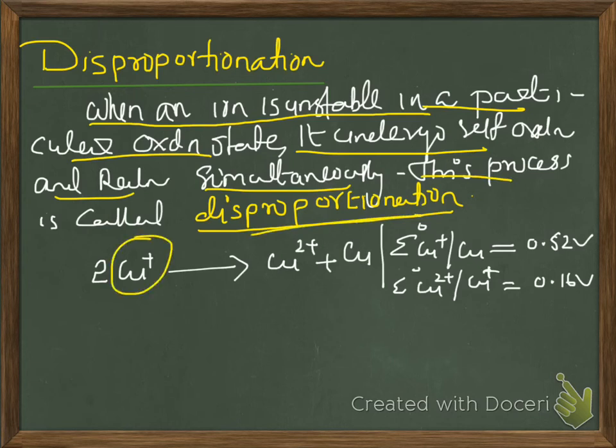Cu plus seems to be unstable. So it undergoes oxidation and reduction simultaneously to Cu2 plus and Cu. This process is called disproportionation. Now we have to check whether it is thermodynamically feasible or not. For doing it, you have to see some equations in electrochemistry that also you have studied in previous classes and you have seen in the previous slide.